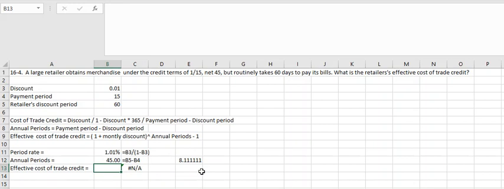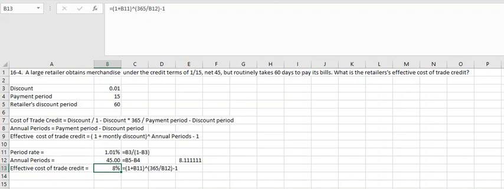The effective cost of the trade credit. Now we're just going to get not the nominal amount or per period, but we want to look over the total year, that is the compounding. What's the cost? That's simply 1 plus our period rate to the power of, and we can put this in parentheses just so we know what's going on, 365 divided by 45, which will be that 8.111, minus 1.